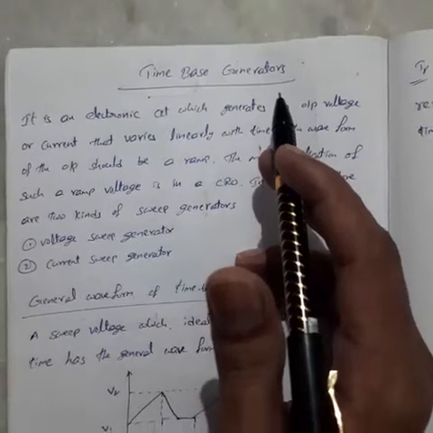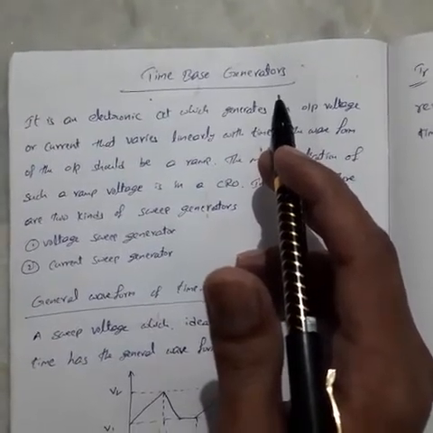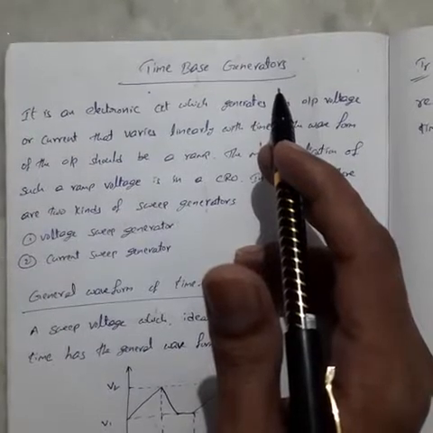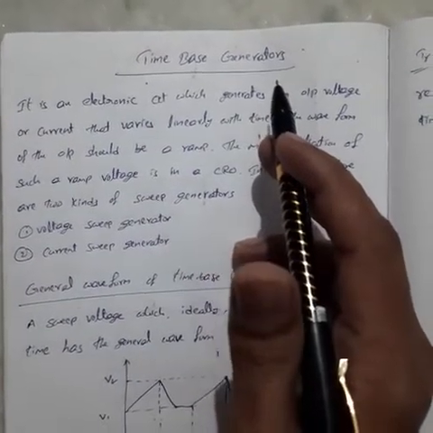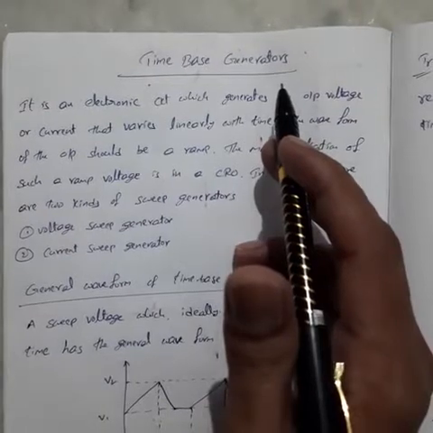Today we will discuss time-based generators. This is the second part of the fifth unit. In the first part of the fifth unit, we already discussed multivibrators. This is completely the second part, time-based generators.